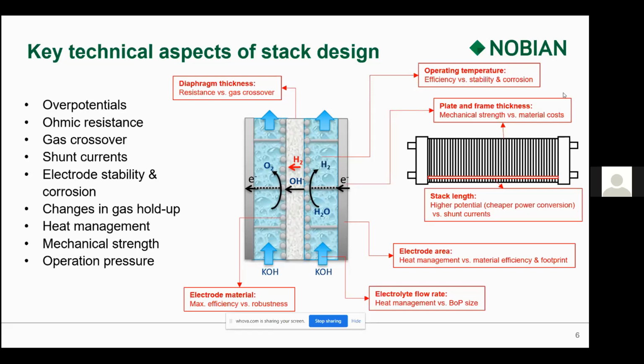And what is important to note is that often you have to make certain trade-offs. For example, if you make your membrane thinner, it lowers your ohmic resistance, but it can lead to a higher gas crossover, and it can lead to reduced mechanical strength. So there you have a trade-off to make, and that applies to the membrane thickness, but it also applies to the electrode material, whether you take a robust one or a very fancy material but not very stable. And you have more, like, for example, the operating temperature is a key aspect.